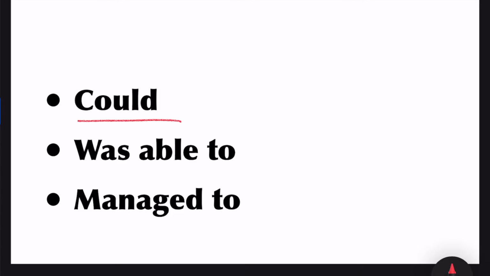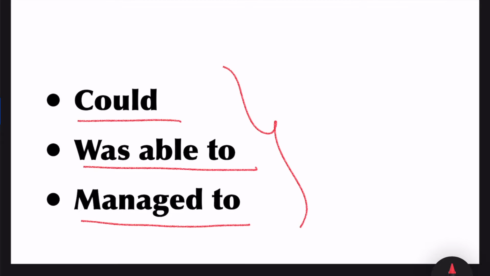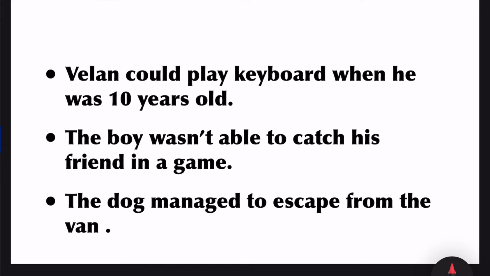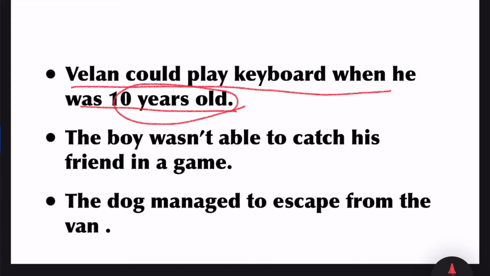Could, was able to, managed to. These are the different phrases you can use to talk about your past ability or your past achievement. Look at the example here. Valen could play keyboard when he was 10 years old. It means Valen was able to play keyboard when he was 10 years old. He had the ability to play the keyboard when he was 10 years old.